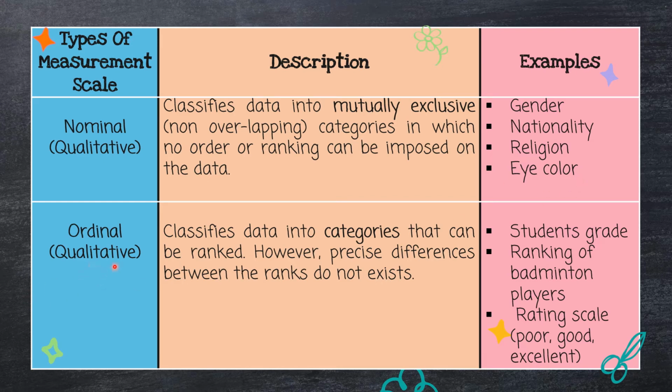Next scale is ordinal, which is qualitative. So this scale classifies data into categories that can be ranked. However, precise differences between the ranks do not exist. Okay, the examples of ordinal scale: student grades, ranking of badminton players such as ranking 1, ranking 2, ranking 3, and so on. Next, the rating scale that we always use: poor, good, and excellent.